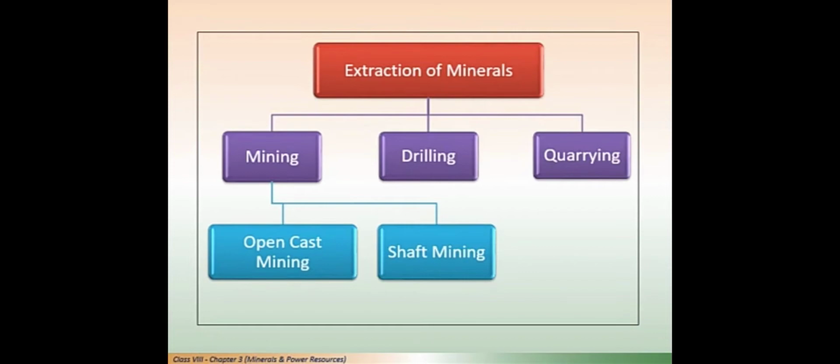The second method is drilling. Most petroleum and natural gas are obtained by this method. Deep wells are bored, and using the drilling process, they take the petrol and natural gas out. And what is meant by quarrying? Minerals that lie near the surface, at a very low depth, we simply dig out and take. That is called quarrying. These are the three main types of extraction: mining, drilling, quarrying. The process of taking out minerals from the rocks buried in the earth's surface is called mining or extraction.